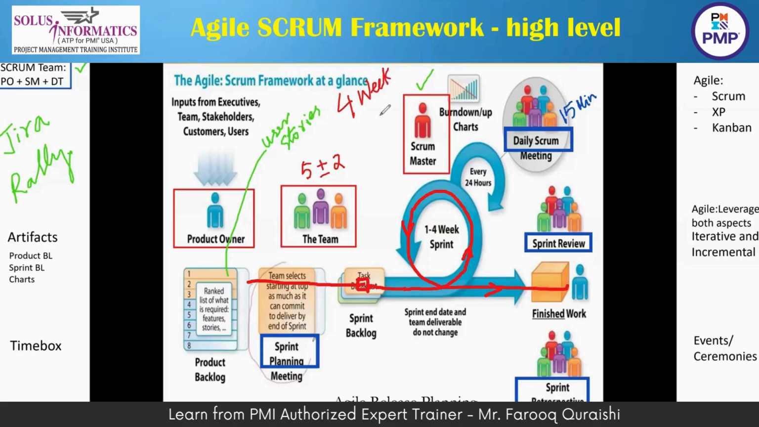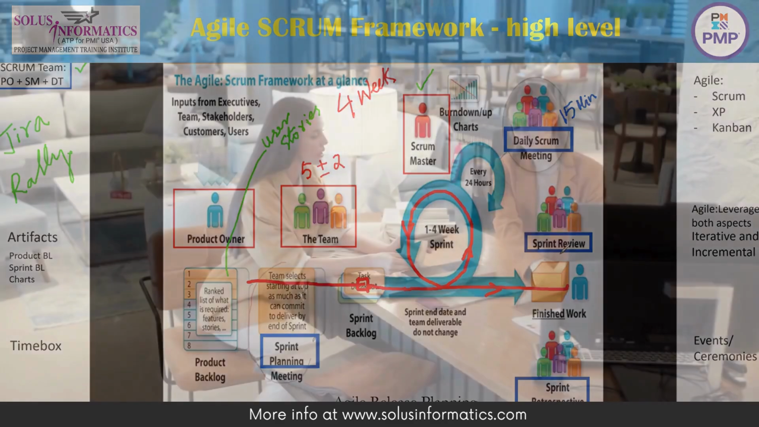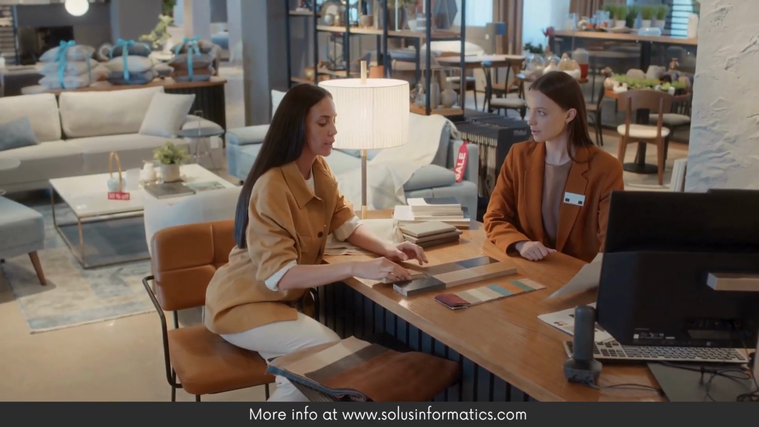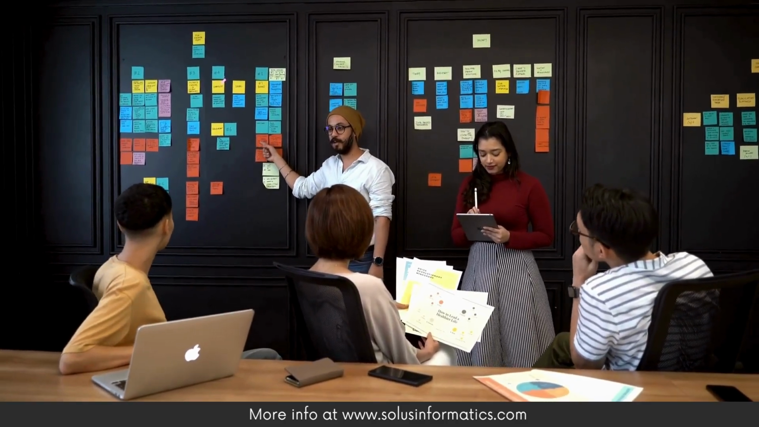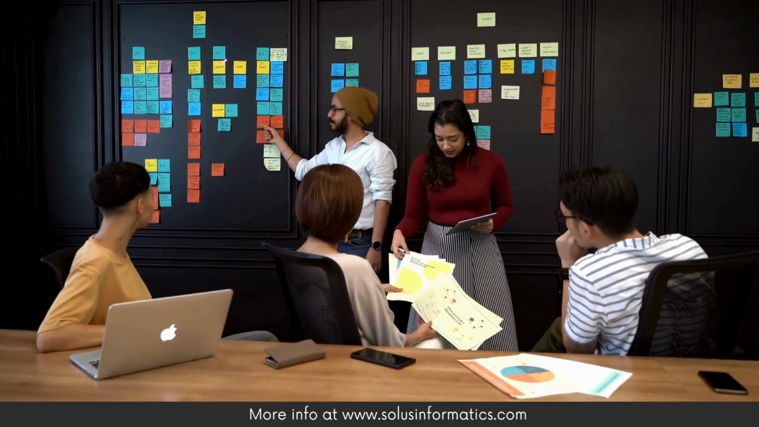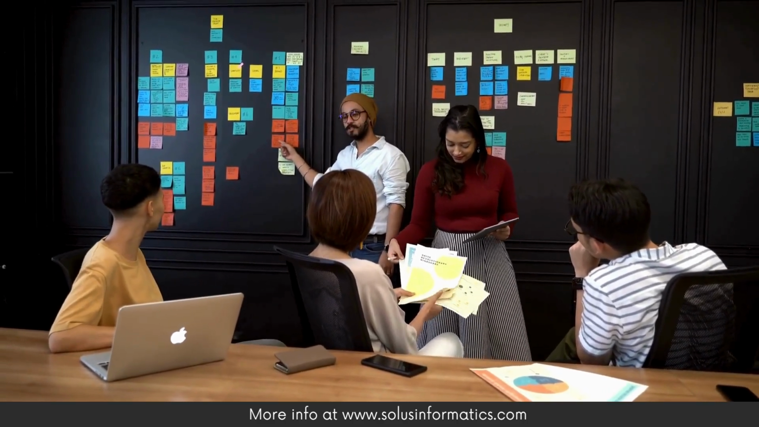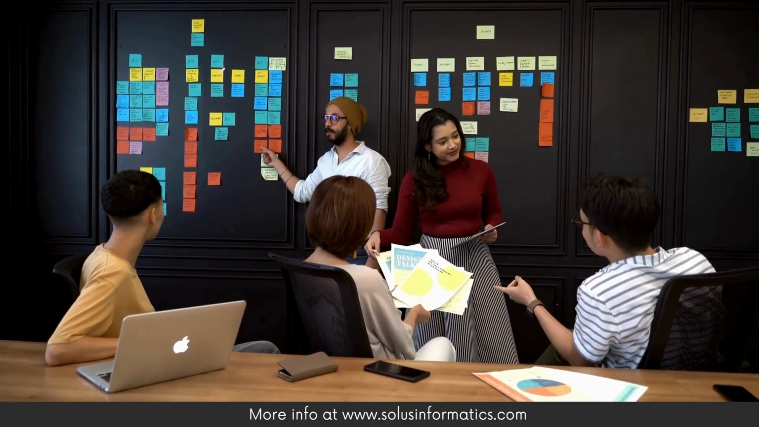So for a 4 week sprint, at the end of the sprint, whatever user stories you pulled in have to come out as finished work that the product owner will showcase to the customer as part of the sprint review. Who will attend the sprint review? The Scrum team will attend. When I say Scrum team, it includes the product owner, the Scrum master, and the development team. The team is referred to as the development team.